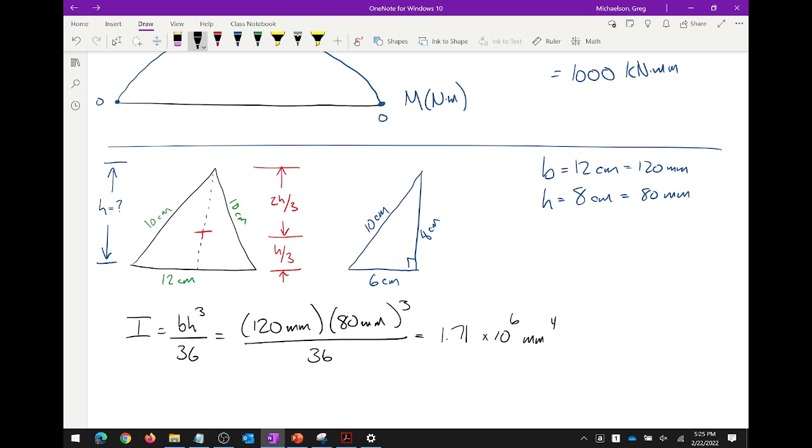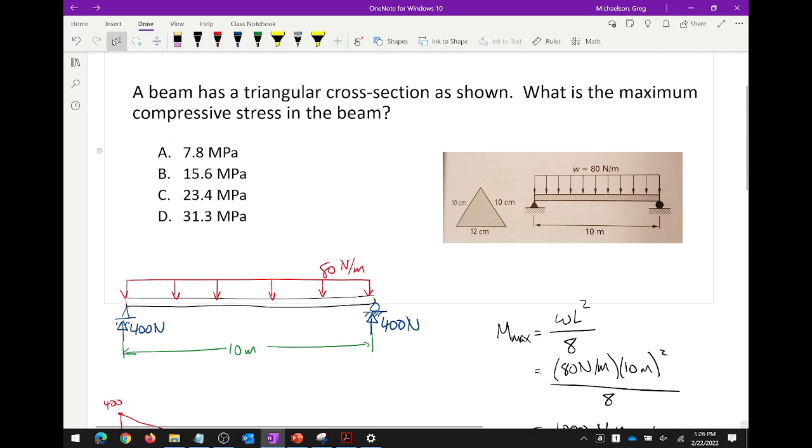Okay. All right. Now, sigma equals My over I. Let's not be robots about this. Let's think about it. What did the problem ask for? Say it. Maximum what? Compressive stress. Now, if I bend that beam like that, is it going to smile at me or is it going to frown at me? It's going to smile. Smiley face, right? So what's experiencing the compression? The top of the beam or the bottom of the beam?